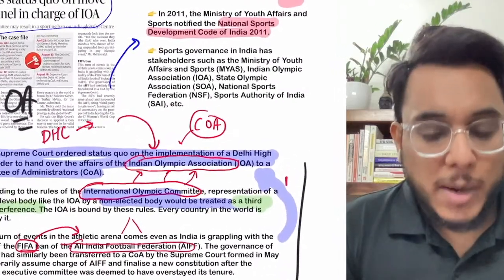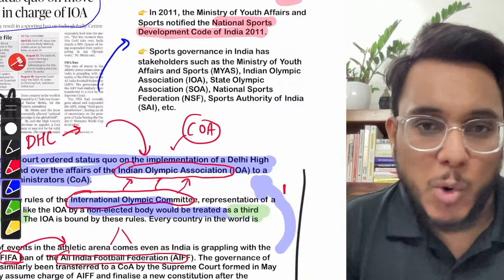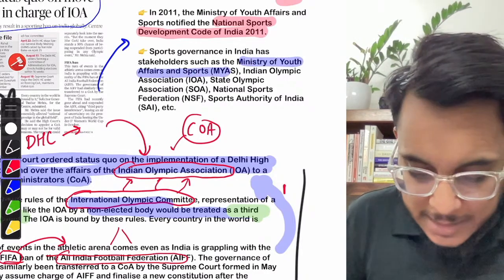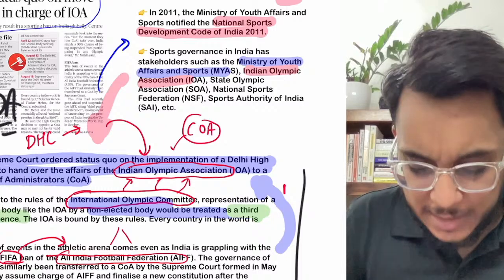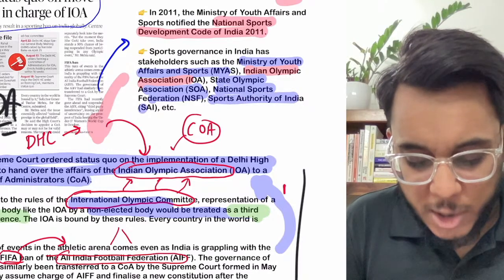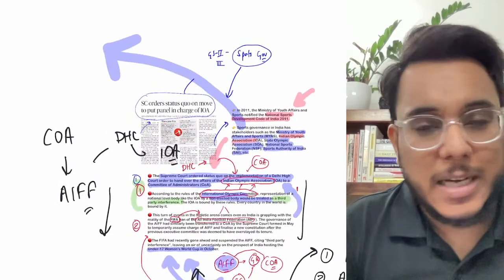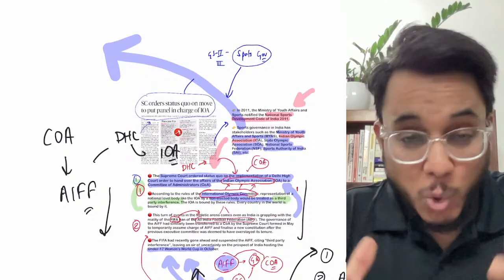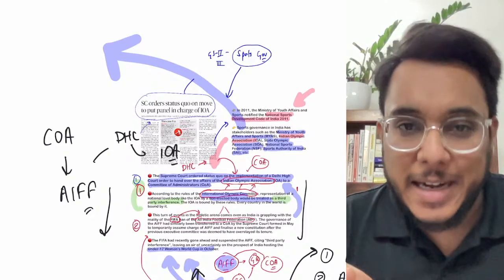Now guys, understand that when we talk about sports governance in India, there are multiple bodies, multiple stakeholders. For example, there is the Ministry of Youth Affairs and Sports. Then there is the Indian Olympic Association, which we have just discussed. Then the state Olympic associations, then the National Sports Federations, then the Sports Authority of India, and many other bodies. So in sports we have multiple institutions. Many times, because multiple bodies are there, their roles and duties come into conflict with each other, and at the end of the day sports governance and sports culture in India gets impacted.